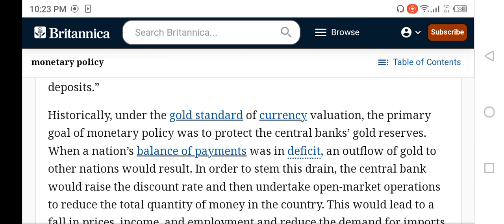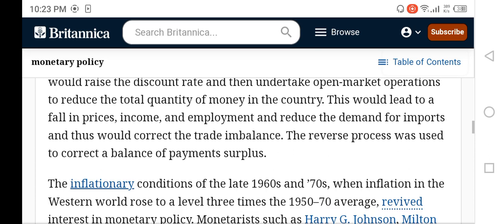Historically, under the gold standard of currency valuation, the primary goal of monetary policy was to protect the central bank's gold reserves when the nation's balance of payments was in deficit. An outflow of gold from the nation would result. In order to stem this trend, the central bank would raise the discount rate and then undertake open market operations to reduce the total quantity of money in the country. This would correct the trade imbalance.